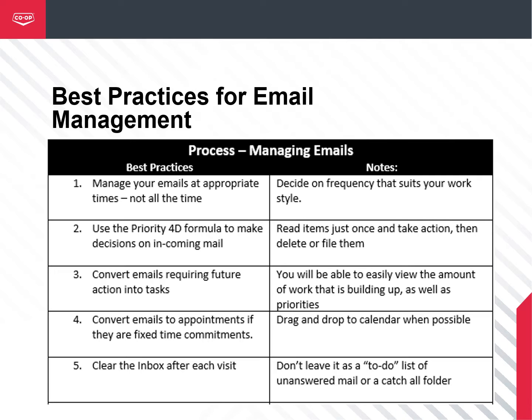Number 3 is convert emails requiring future action into tasks. You'll be able to easily view the amount of work that's building up, as well as your priorities. If you tend to use your inbox as your to-do list, things can often get lost and you are repetitively looking at the same item over and over again without executing it.